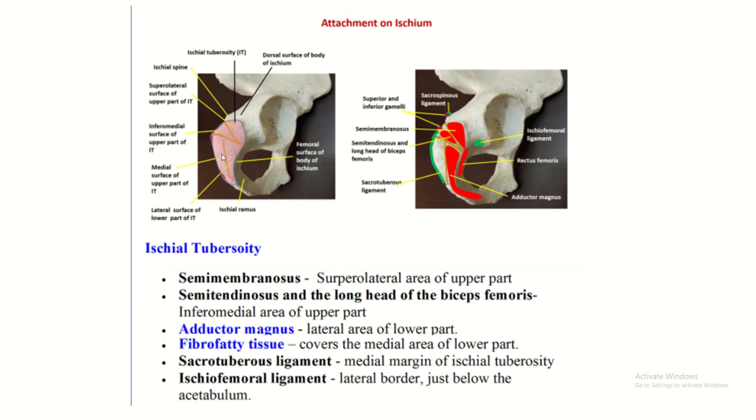The ischial tuberosity is divided into an upper part and a lower part by a horizontal line, and there is a lateral area and a medial area. The superior lateral area is attached to the semimembranosus muscle, and the inferior medial area is attached to the semitendinosus and long head of biceps femoris. The lower part is again divided by a vertical line into a lateral part and a medial part. The lateral part is the area for the attachment of the adductor magnus.